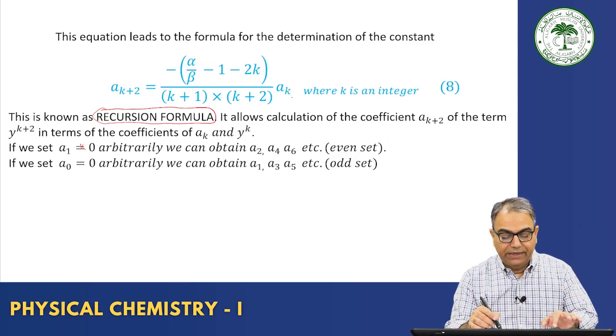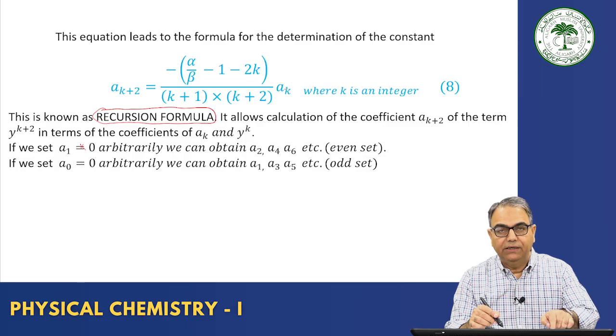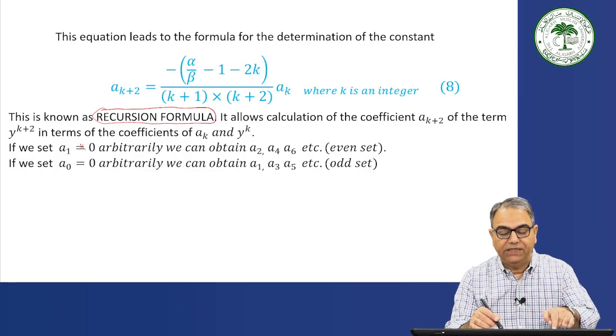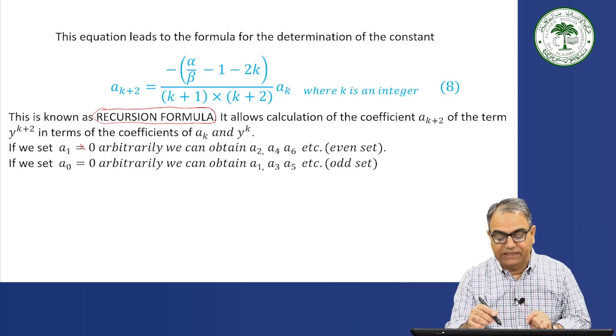If you put k is equal to 1, then you generate a3, and once a3 is generated, you put the 3 value here and you generate a5. Once a5 is generated, you put the a5 value here, k is equal to 5, and you generate the a7 value.